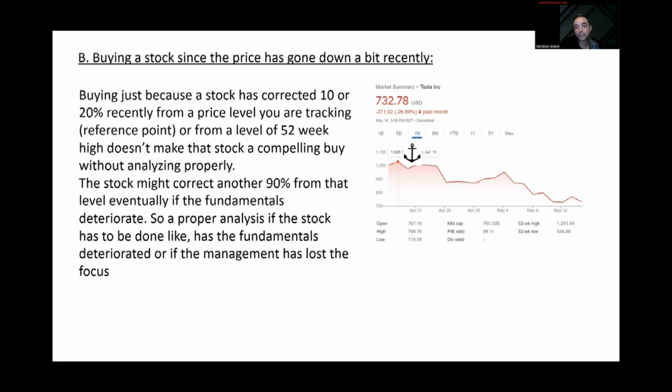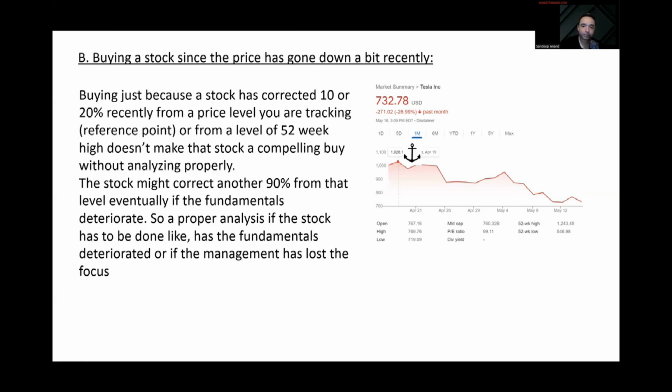Now, Tesla's example I gave in here, I just spoke about it. Our price anchor was say $1,200. Now it's at 732. People will think, oh, it's very cheap and buy. It could be, I don't know. But I'm just saying an example, right? But if we have to do proper analysis, and if it still ends up being cheap, then it's a good idea to buy.